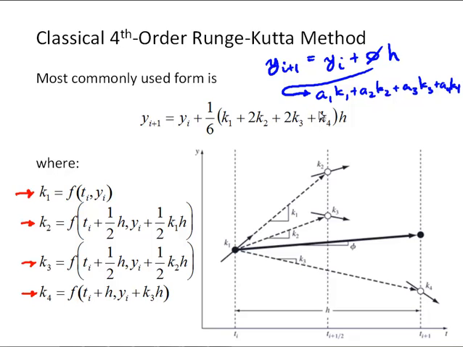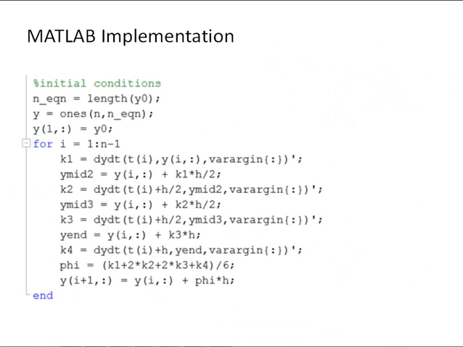And as we discussed in a previous video, we can think of this formulation as basically a weighted average of these four different slope estimates, k1, k2, k3, and k4, to estimate our increment function and use that to step to the next time step, t_{i+1}. Let's look at some MATLAB code to implement Runge Kutta.